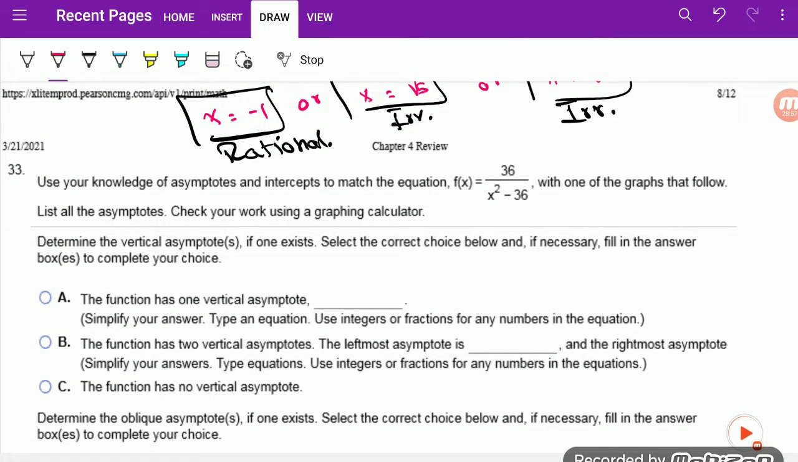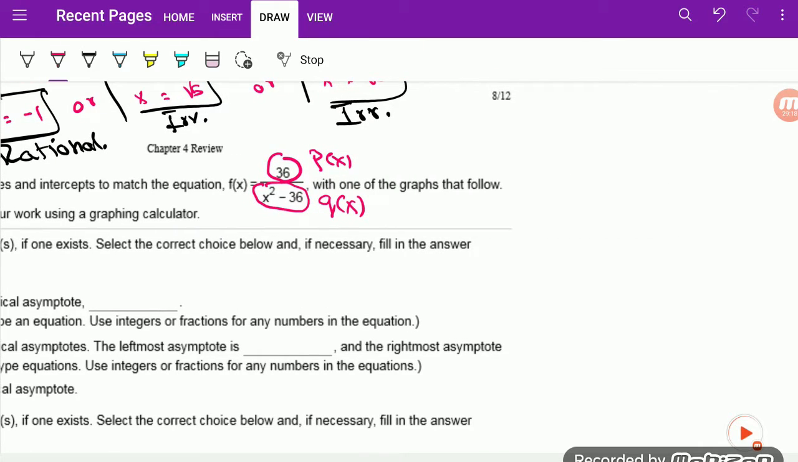This is 36 over x squared minus 36. So this is p of x, and this is q of x. It's clear that we don't have any common factor among these two polynomials, right? For the vertical asymptote, you need to look at q of x and equate it to 0, the zeros of the denominator. What is q of x? It's x squared minus 36. Equate it to 0 and solve for x.